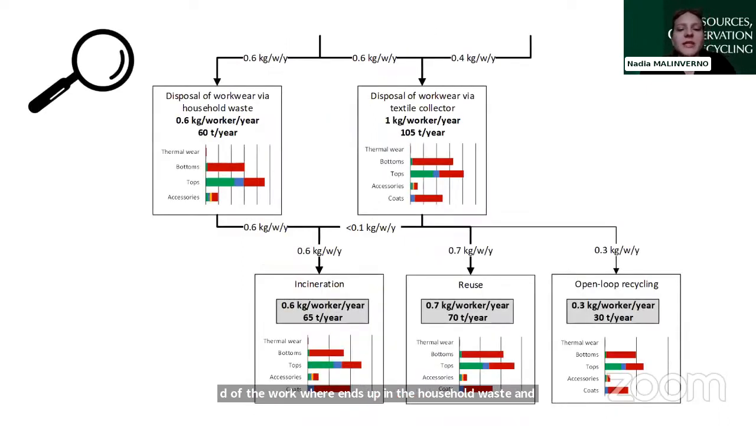Here we zoom in on the end of life. We can see that if the textile ends up in the textile collector, it is either incinerated, reused, or recycled in an open cycle. And if it is disposed of through the household waste, then it is incinerated. We see here that a lot is recycled, but also incinerated, and only a small part is open-loop recycled.